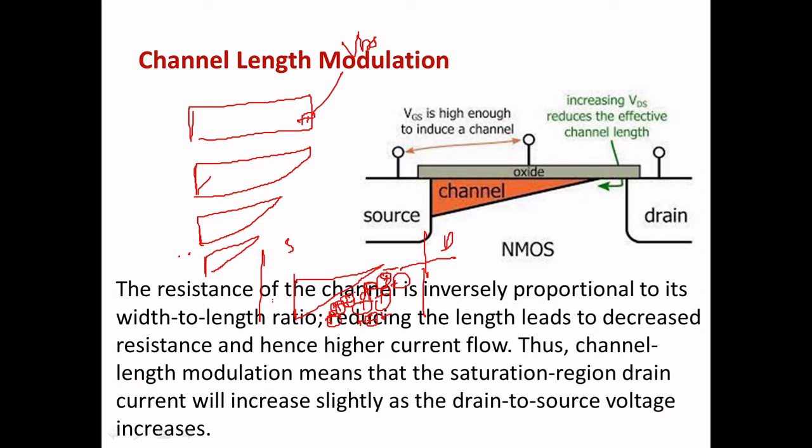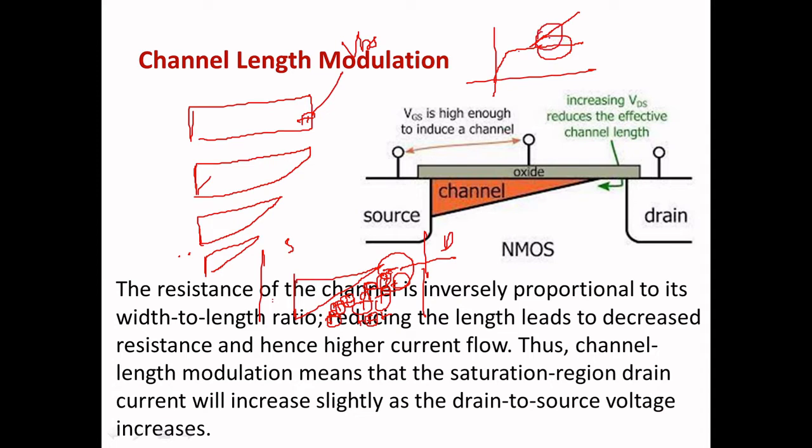So what happened when I keep on increasing this VDS? Now you can see that there is a disconnect between the source and drain through this channel. So obviously it will be saturated because of this resistance. But what happened in one place, when VDS keeps on increasing, this will break, and current will start to rise. That is called short channel effect.